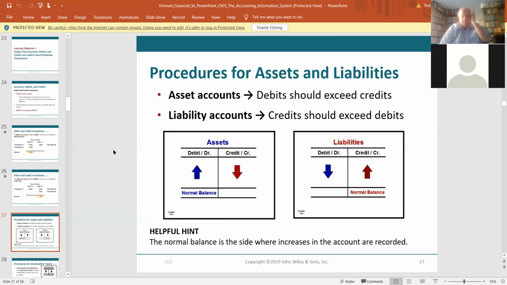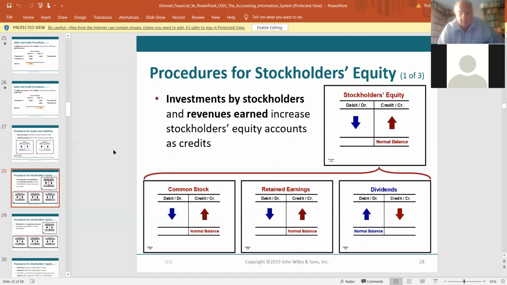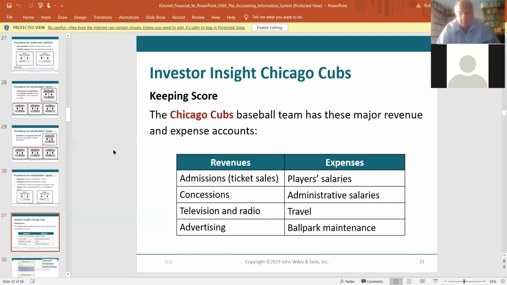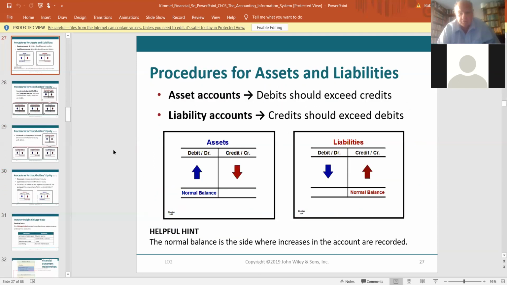Asset accounts, debits should exceed credits. Liability accounts, credits exceed debits. Yeah, we should know that, right? Stockholders' equity. You have the different types of accounts. Now, let me see if I can find something. Okay, we'll back the truck up a little bit.